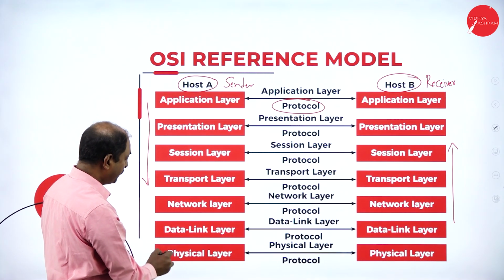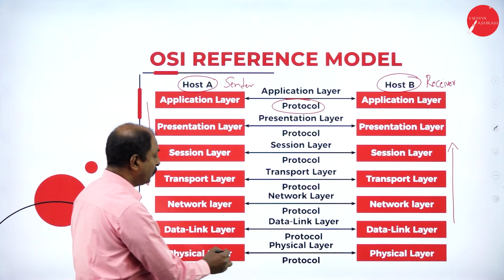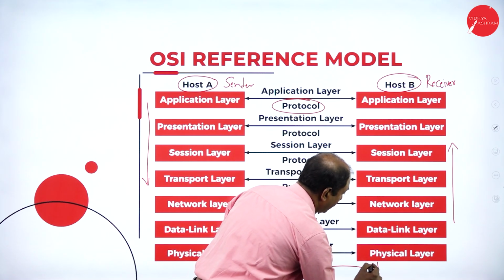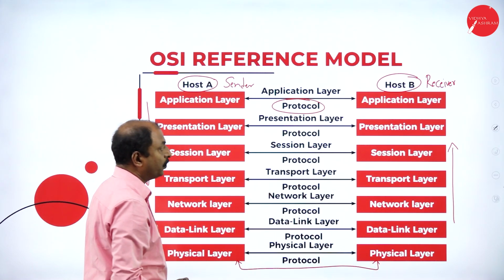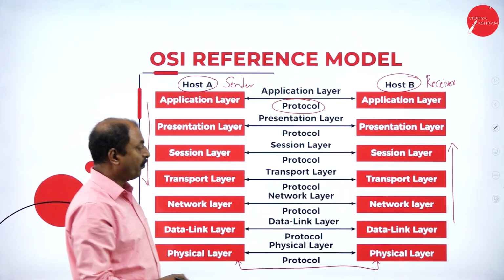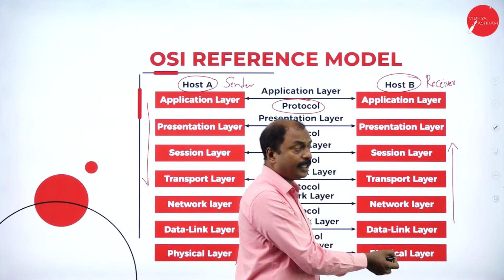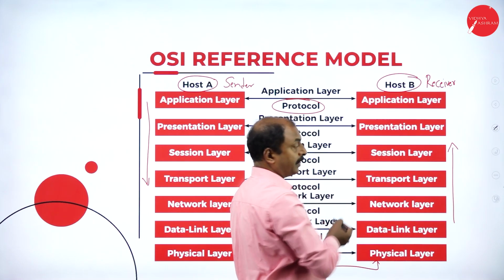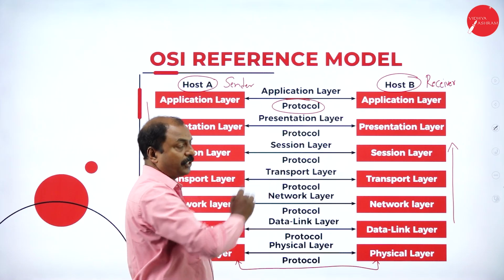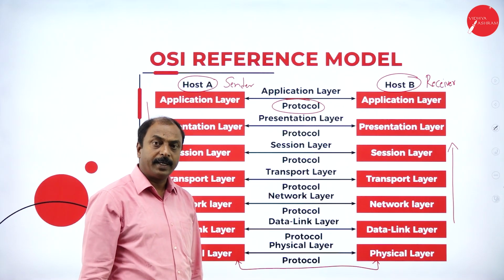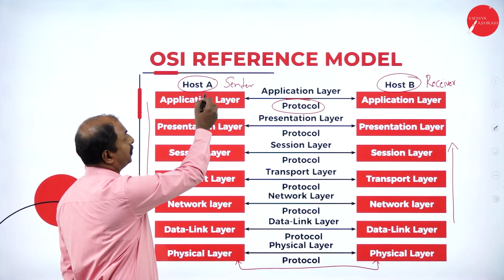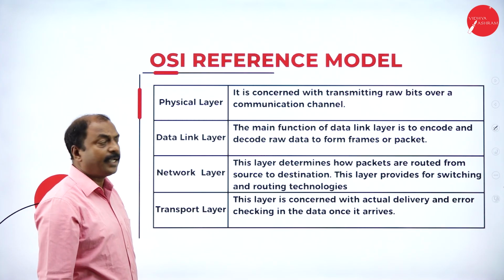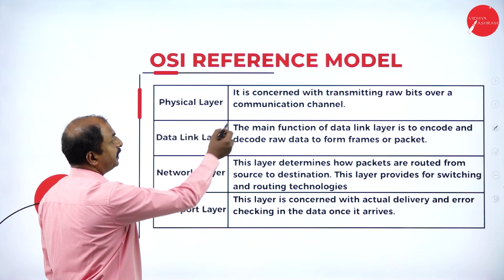Once it has reached the physical layer, there is physical connectivity from the host to the destination. At the receiver end, host B, the data moves from the physical layer to the application layer. Finally, it reaches the destination in the same format in which the data was sent from host A. This is how the OSI reference model works. Now, in the next slide, we will see the different layers and their functions.